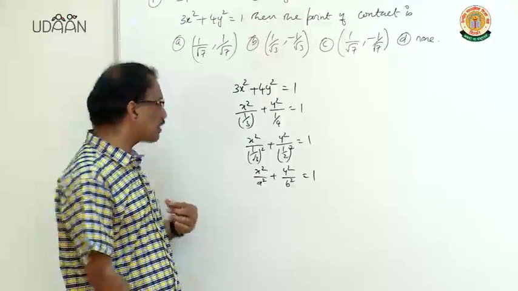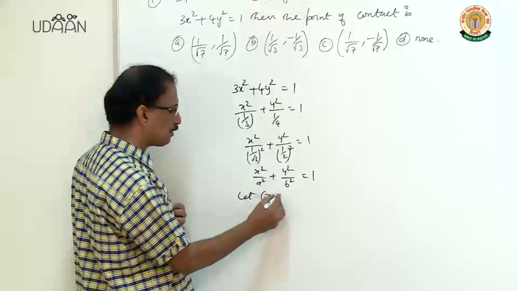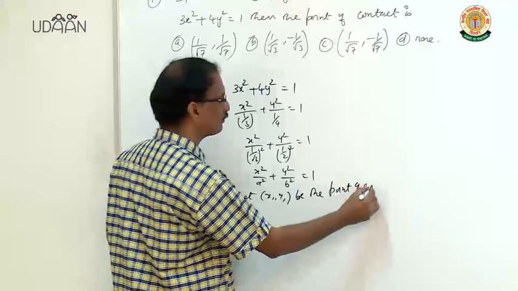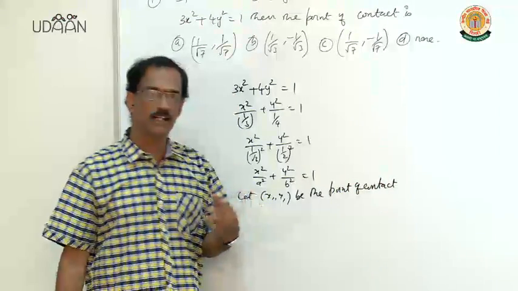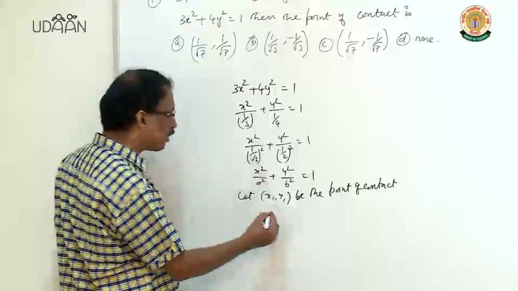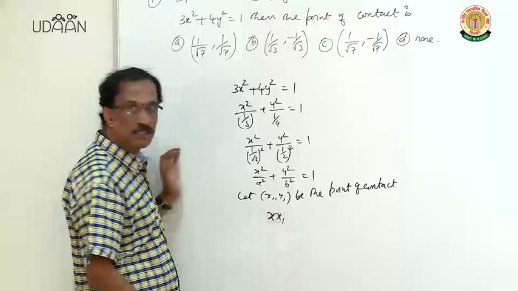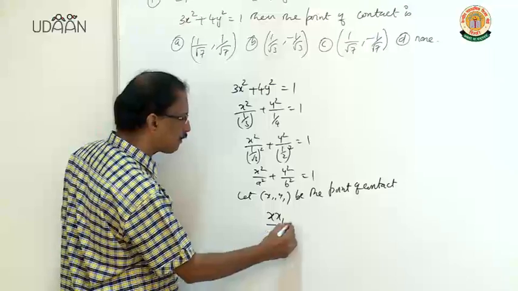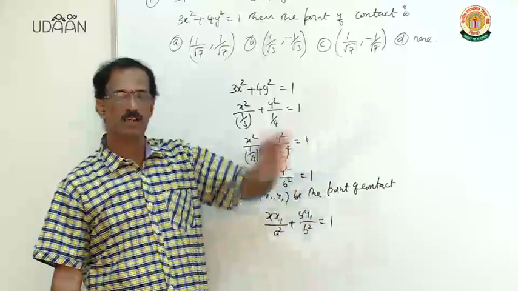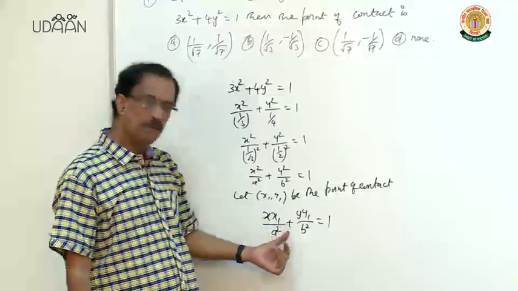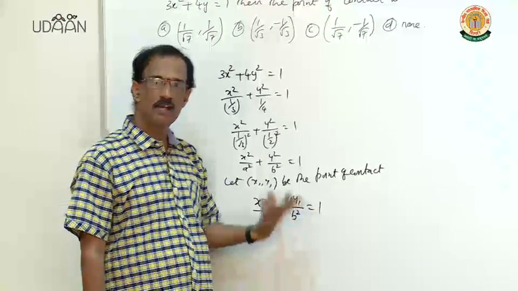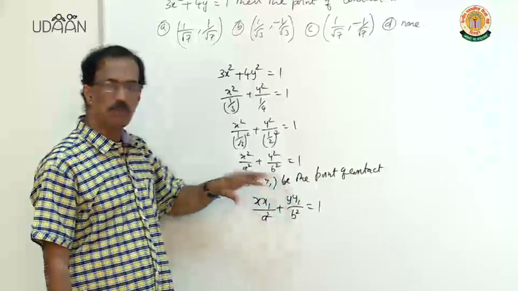Let x1, y1 be the point of contact. So, at the point of contact, what is the equation of a tangent? We have to get that. We know the point form: x1 by a square plus y1 by b square equal to 1. This is your equation of a tangent at the point x1, y1.